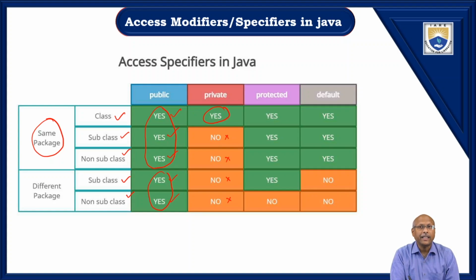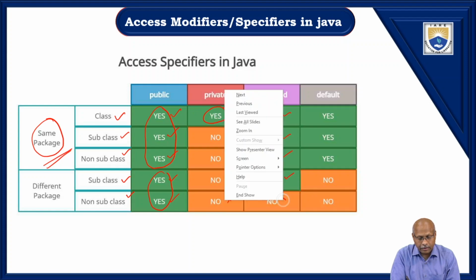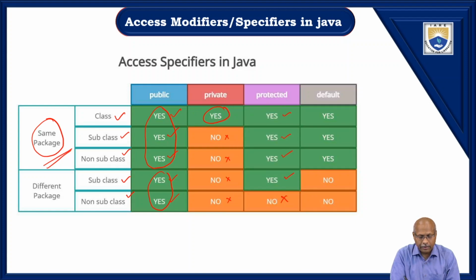Similarly, if it is protected data, you can access it in the same class, you can access it in the subclass, you can access it in a non-subclass of the same package. Whereas if it is protected, you can access it in a different package's subclass, but you cannot access it in the non-subclass. So this is the nature of this type of protection. So you must know where I should access and where I should not access.